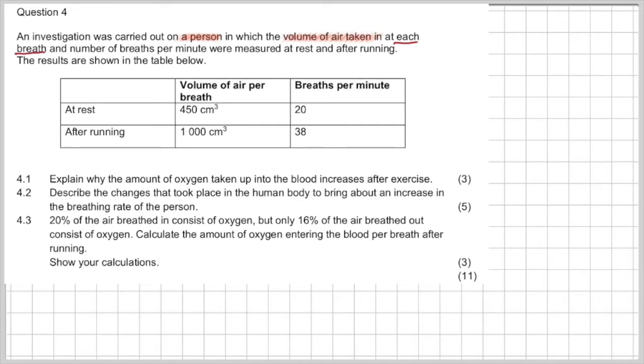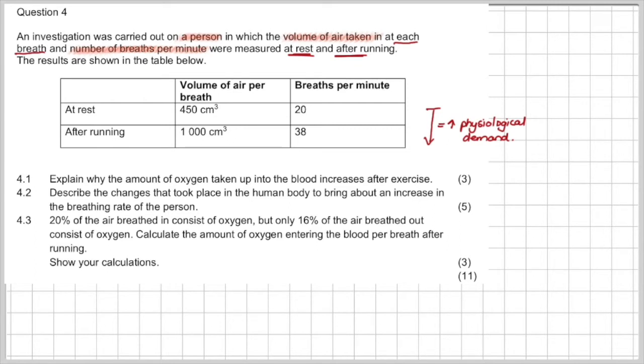If we look at breaths per minute, so this is the rate of breathing, we see that at rest we've got 20 breaths per minute and after running 38. So there is definitely an increase in the number of breaths per minute. What is this data actually telling us? This is telling us that there is definitely an increase in the physiological demand on the body when moving from rest to exercise. Okay, so we haven't looked at the questions yet. We're first getting some context from the data that we've been given. And that is so important in life sciences. It makes answering the questions just so much easier.